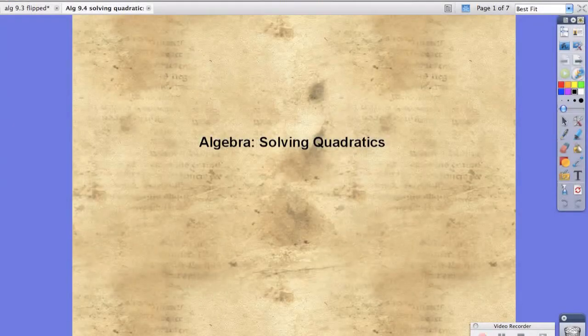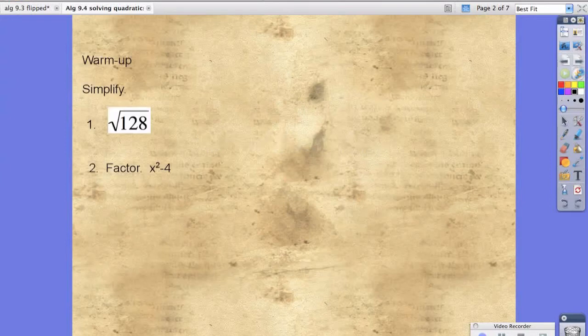Hello students, today in your algebra class we're going to be working on solving quadratics. So before we begin, let's try solving these two quick warm-up problems. Hopefully you've paused your screen and now you're just checking answers.